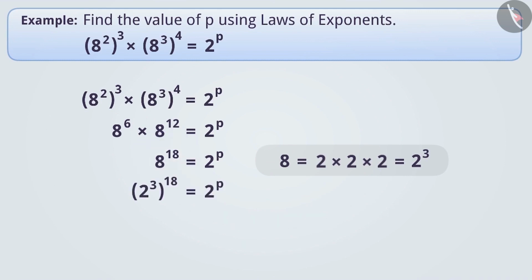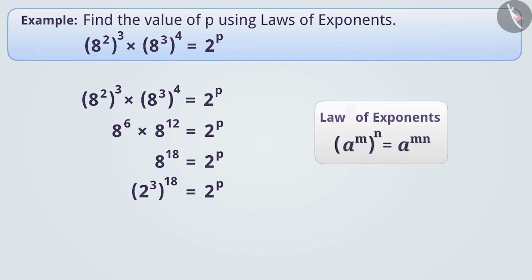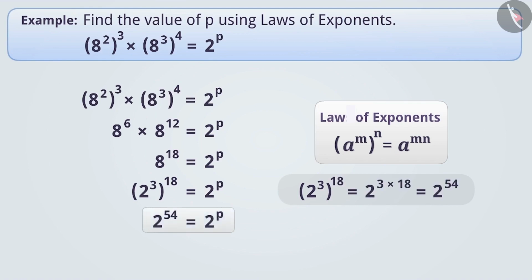Here again, we will use the law a to the power of m to the power of n is equal to a to the power of mn. Using this, we will get 2 to the power of 3 to the power of 18 is equal to 2 to the power of 3 into 18, which is equal to 2 to the power of 54. Now if we compare the left side and the right side, then it becomes easy to tell that the value of p is 54. Similarly, by using laws, we can solve complex questions.